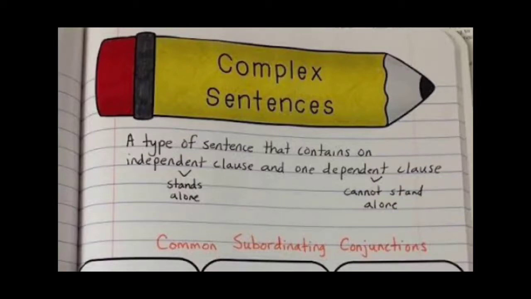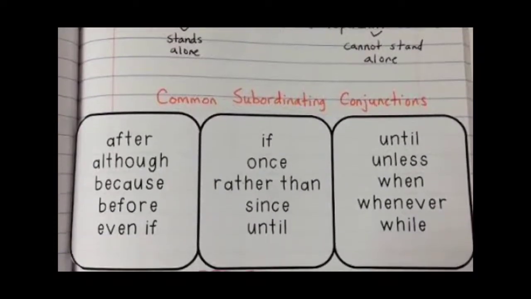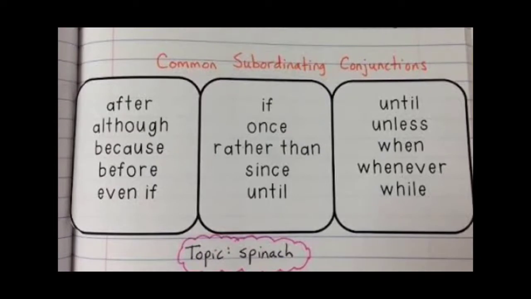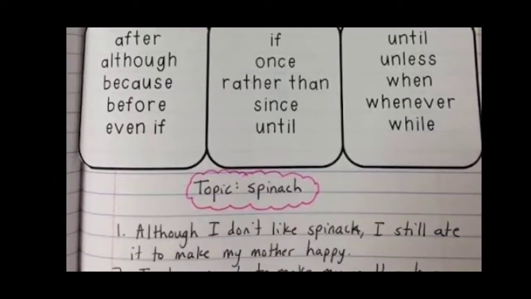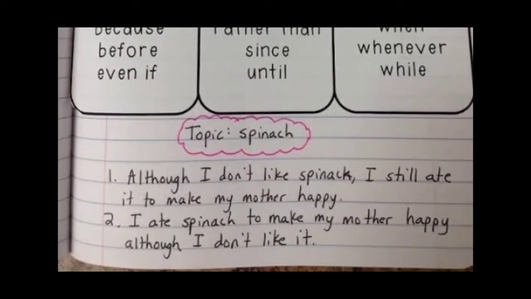An independent clause stands alone, but a dependent clause cannot stand alone. It needs a main clause. Okay, children. So see here, common subordinating conjunctions are after, although, before, because, even if, once, rather than, since, until, unless, when, whenever, while. For example, although I don't like spinach, I still ate it to make my mother happy. And look at the next sentence also. I ate spinach to make my mother happy, although I do not like it.